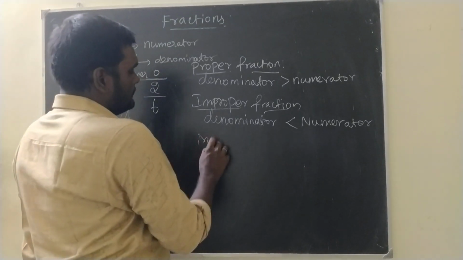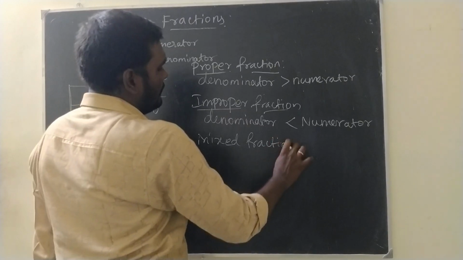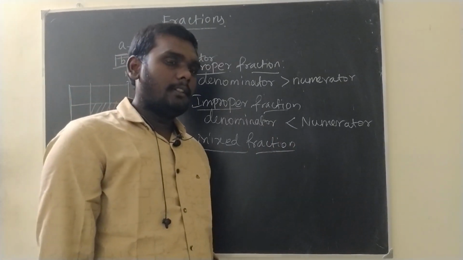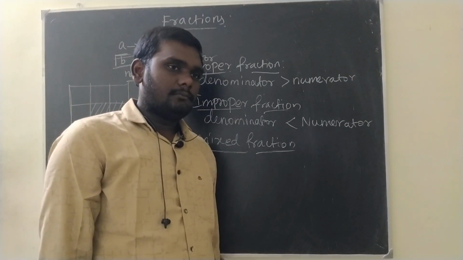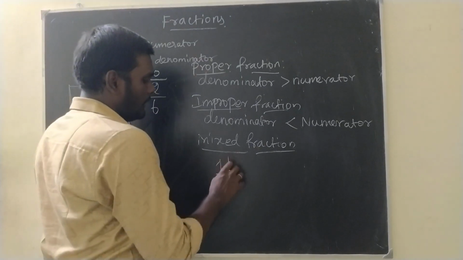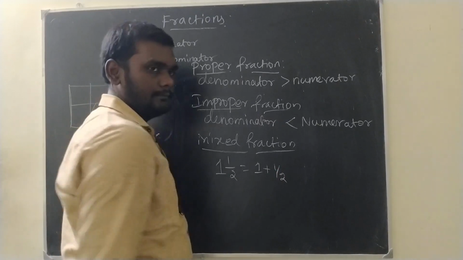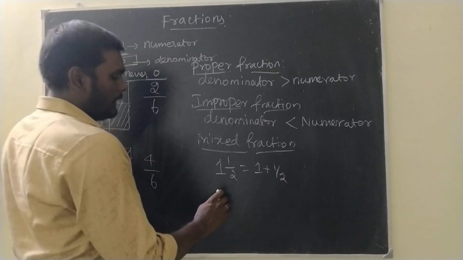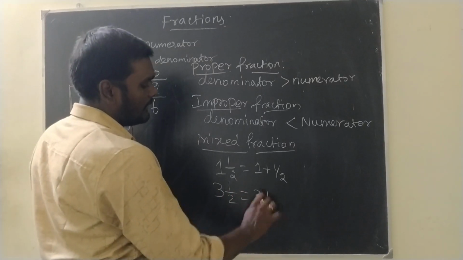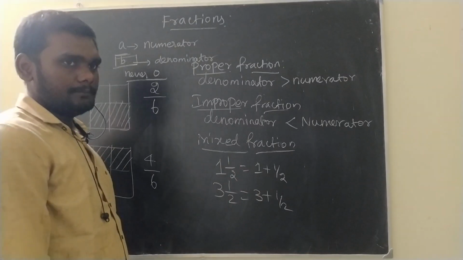Mixed fraction means, you remember we use this type of words, one and a half, three and a half. You use all that. So when you say one and a half, it means 1 plus half. Likewise, if you say three and a half, it means 3 plus half, 3 whole things plus half.